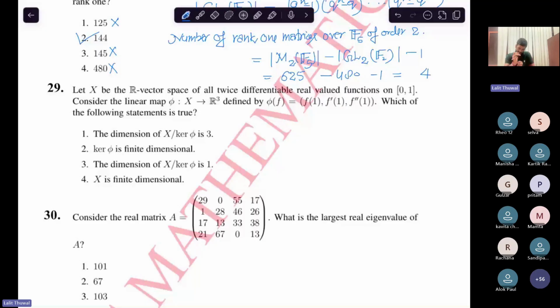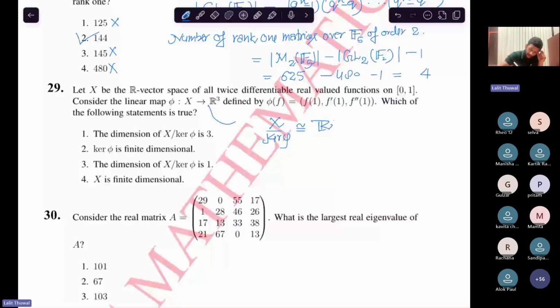First of all, if this linear transformation is onto, then X modulo kernel phi is isomorphic to R cube. It means its dimension is 3. So the first option is asking whether the homomorphic vector space linear map is onto or not. Okay. So how would someone solve that?